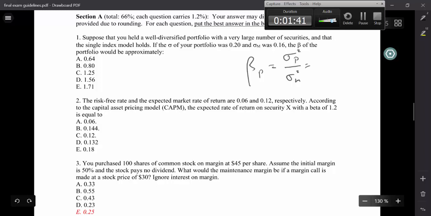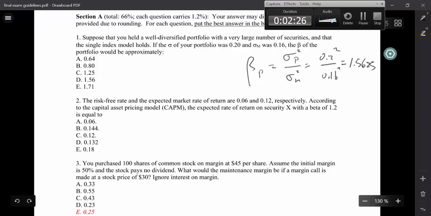In other words, it is 0.2 squared divided by 0.16 squared, which is 1.5625. Now they rounded it, but I guess it is important that you do understand this formula. Otherwise, suppose answer E was not 1.71, suppose answer E was 1.5625, then you wouldn't know whether you should choose this one or this one. So the best answer for this case is 1.56.